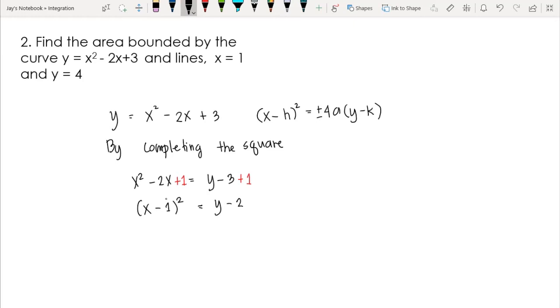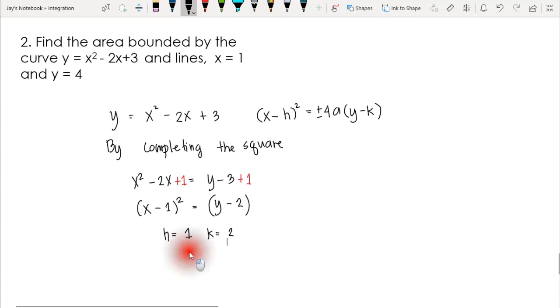So we have now satisfied this general form of parabola, in which this is a positive equation. Thus, it is opening upward, since we have our x here that is raised to the 2. So we have our value of h here equal to 1 and the value of k equal to positive 2. So this is the coordinates of our vertex.